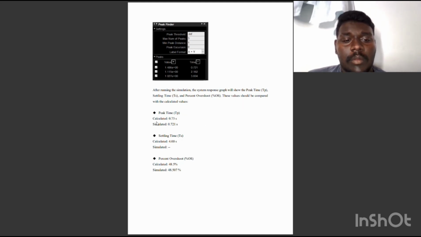For the peak time, we calculated 0.73 seconds, and when we simulate using MATLAB, we get 0.721 seconds. For the settling time, Ts, the calculated value is 4 seconds, while in the simulator it didn't show up. Next, for percent overshoot, the calculation gives 48.5%, while the simulation gives 48.507%.